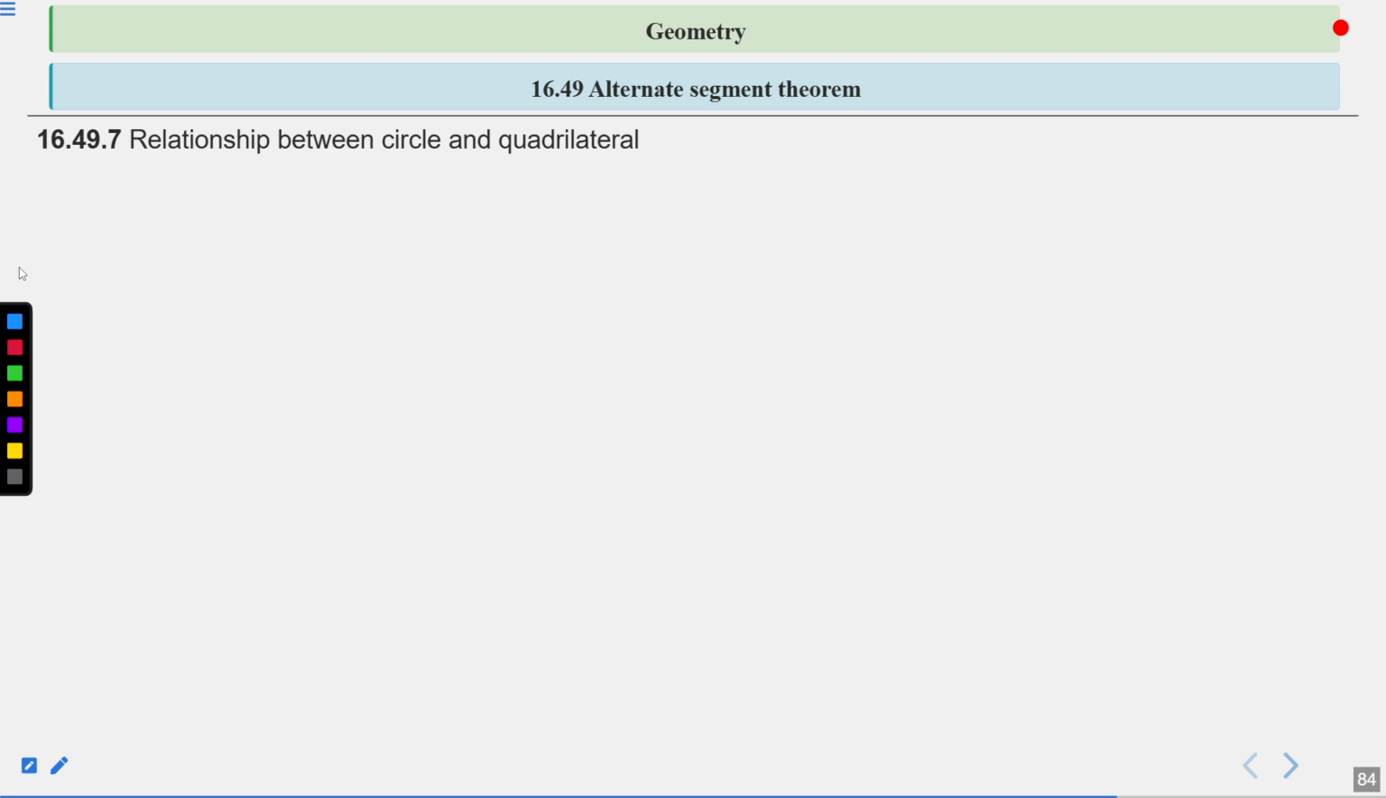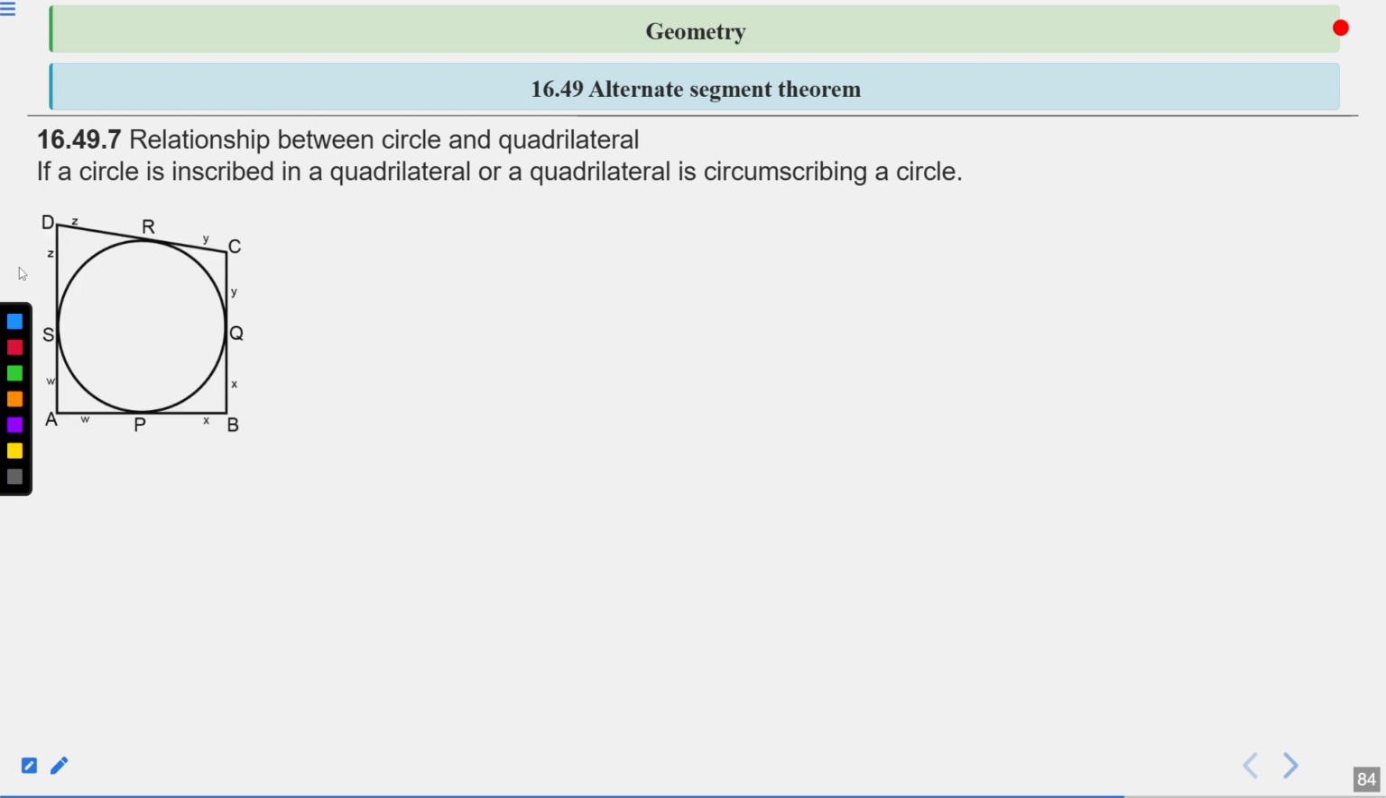Relationship between circle and quadrilateral. If a circle is inscribed in a quadrilateral, or a quadrilateral is circumscribed about a circle, this is the diagram. So we can say that AB plus CD equals BC plus AD. Next one.